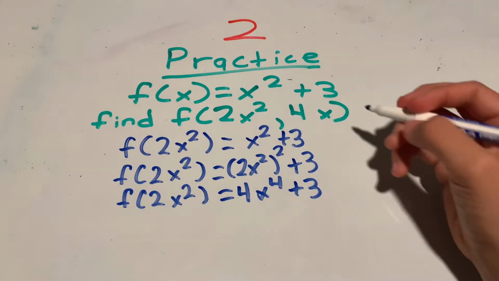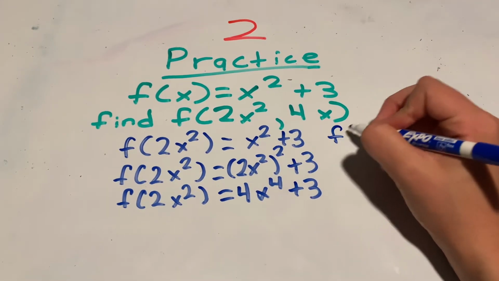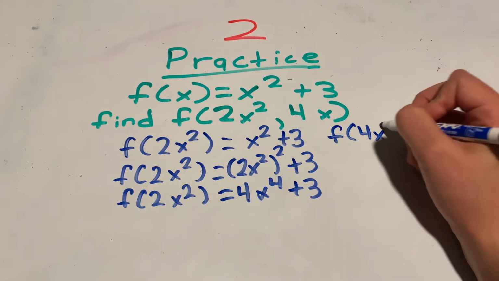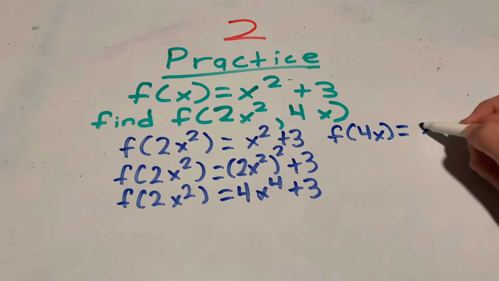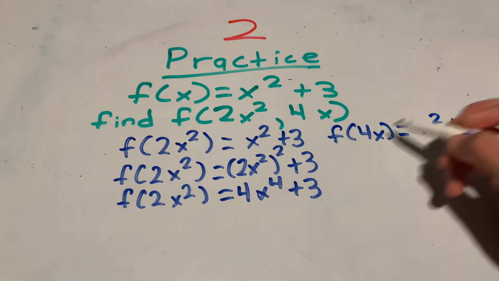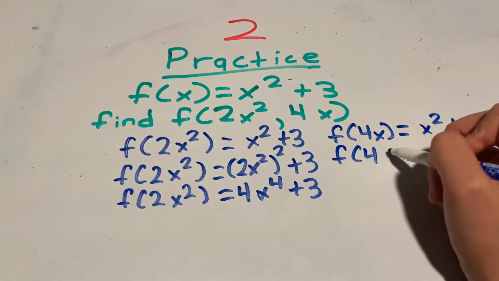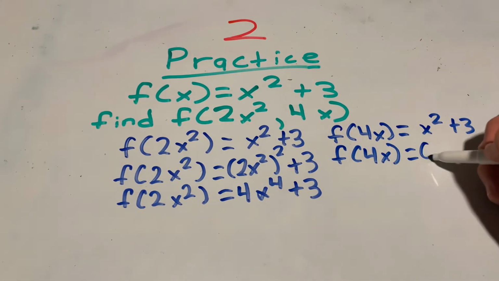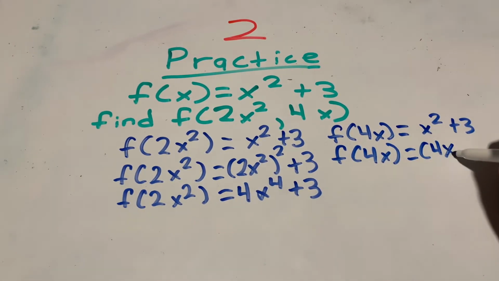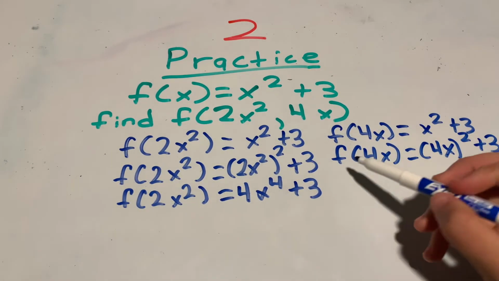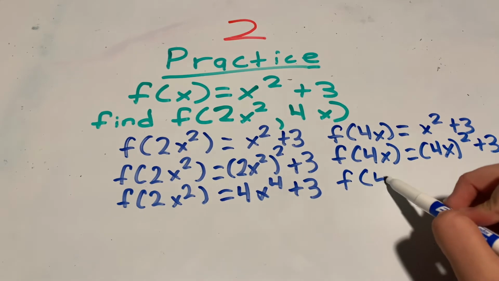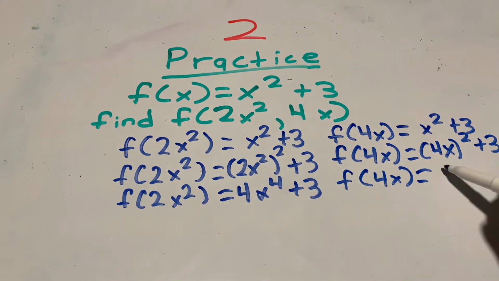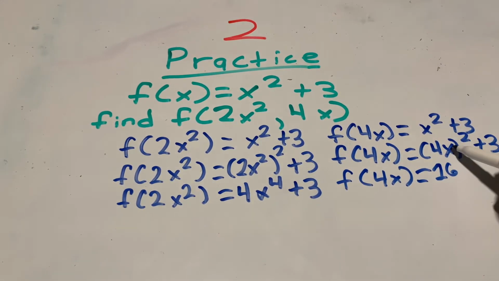Now let's do 4x. So f of 4x equals x squared plus 3. Let's plug in that 4x to the x and put parentheses around the 4x since it's going to get squared. And add 3. And then f of 4x equals 16 since we square the 4. And then we square the x. And then add 3. And we have our answer.